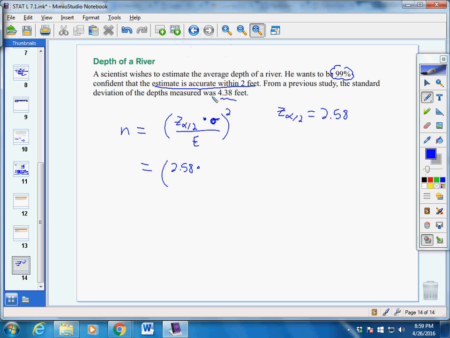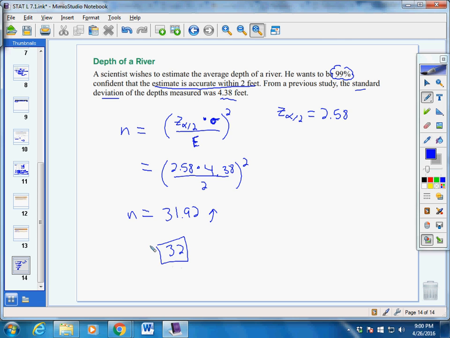Our standard deviation is right here, 4.38, all over our estimate, which we want to be accurate within 2 feet. So we're going to do all that and square it. I apologize how rough this looks, but we're just plugging things into our formula. When we do that, we get 31.92. Now remember, that's our sample size. We don't want to leave it at 31.92, always round up. So we're going to round that up to 32.